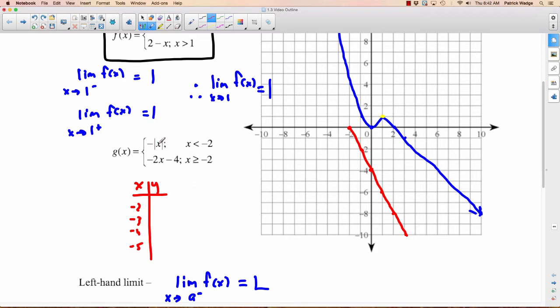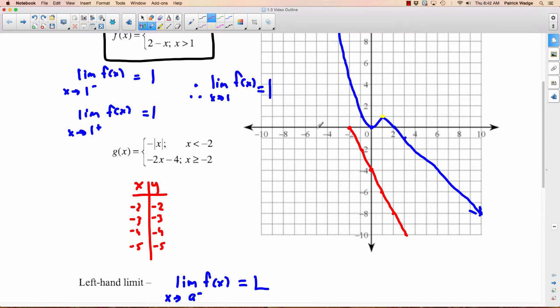So if I put negative 2 in here, I get the absolute value of negative 2, which is positive 2, and then make it negative, I get negative 2. Everything else is very similar. The absolute value of negative 3 is 3, and then make it negative 3. The absolute value of negative 4 is 4, make it negative 4. The absolute value of negative 5 is 5, make it negative 5. So here are my points.